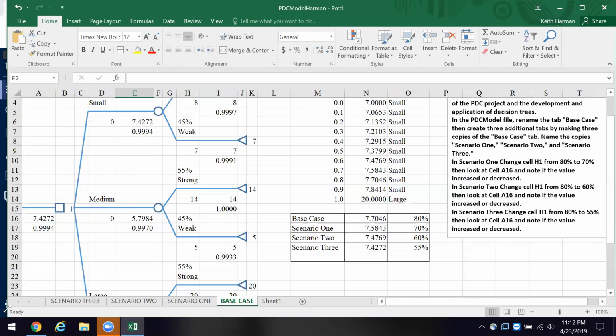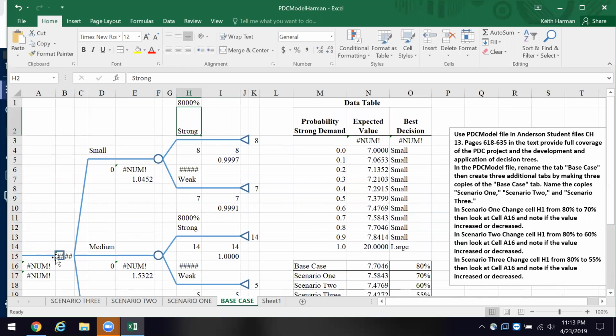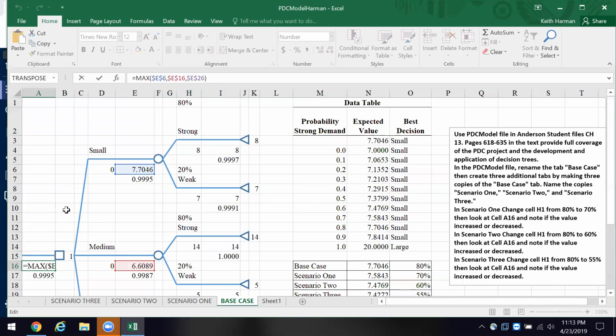Think of it like this. Let's say we have strong demand. If we build a small number of complexes, let's put this up here. Now this is the maximum of these 3 numbers. The expected value if we have 80%, if 80% of the market has strong demand and if only 20% has weak.